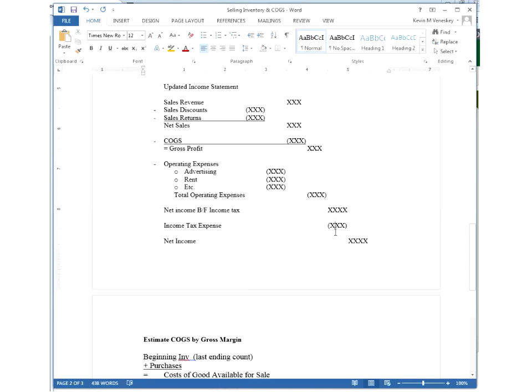So your operating income minus your tax if you're a corporation. If you're not a corporation, if you're a sole proprietor or a partnership, you don't have that. You don't have these final two lines. You just have simply net income. But this book focuses more on a corporate type structure.